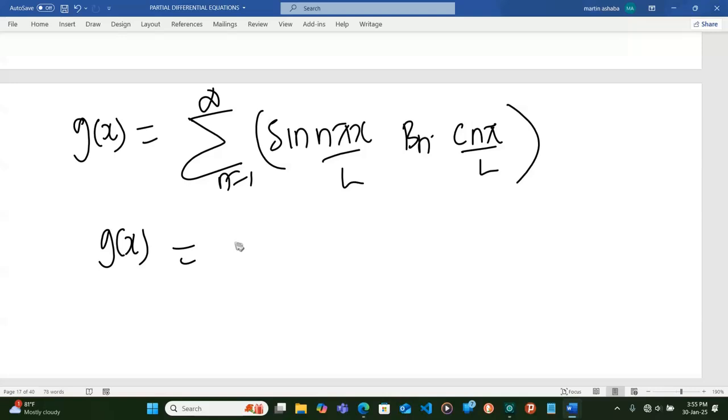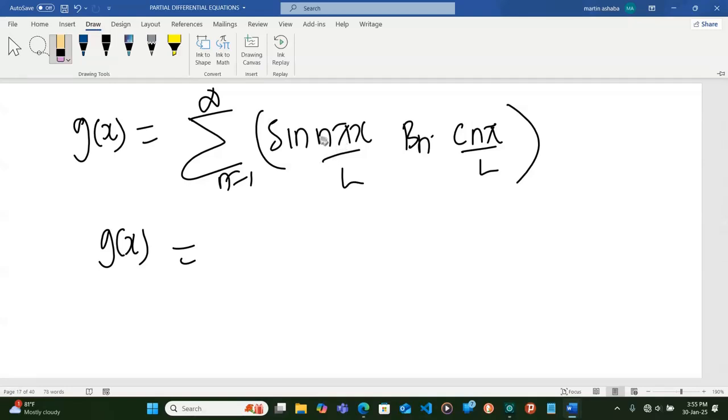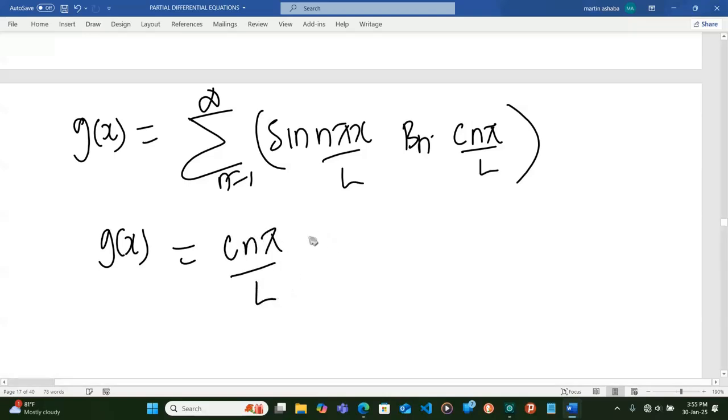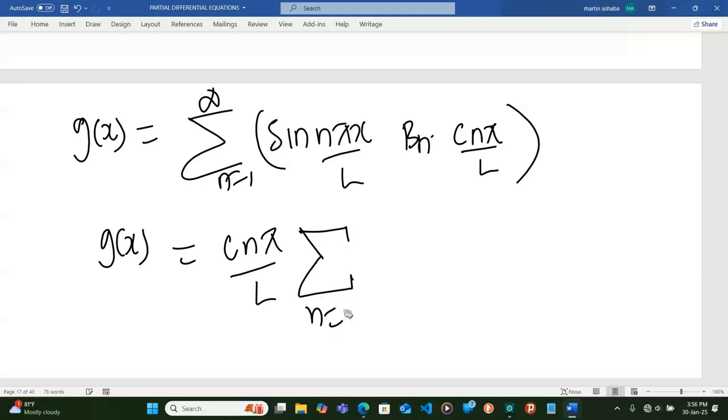I will have C n pi, because n will remain inside. But if the variable is x, we can still put it outside so that it becomes C n pi out of L. Then we take the sum of these components from n equals 1 up to infinity of Bn sine n pi x out of L.